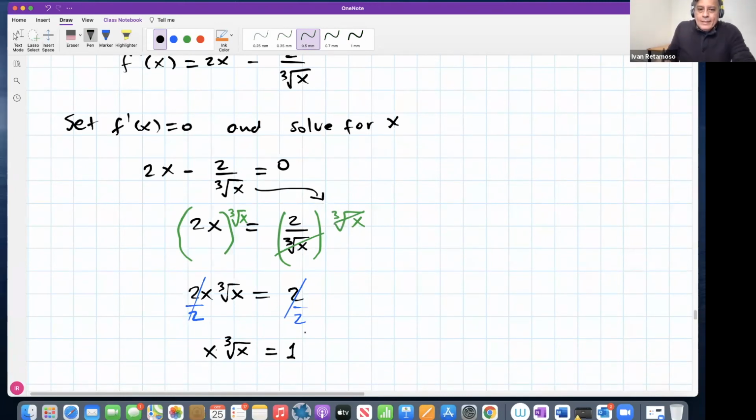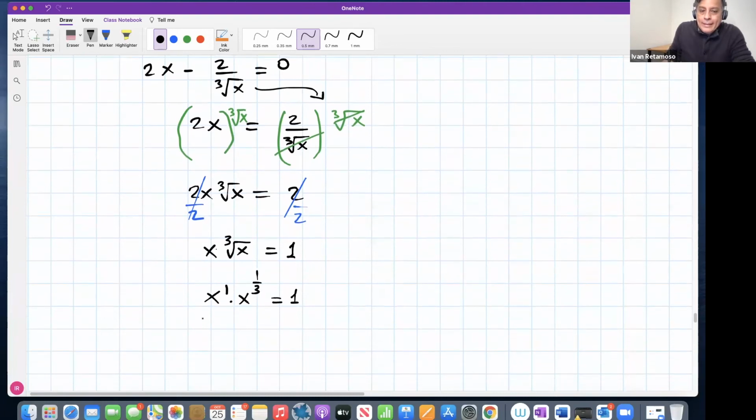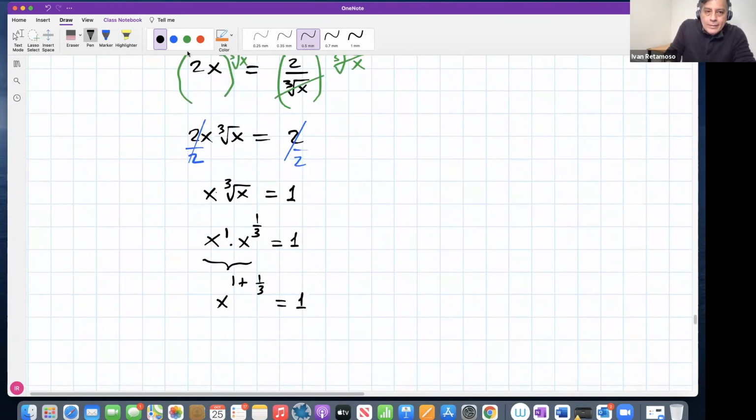What is this? Isn't it just x times x raised to 1/3, since cube root of x is the same as x raised to 1/3? That's equal to 1. In algebra, you learn that this is x raised to 1 plus 1/3, so again, we have to add these two fractions. Here, 1 below, LCD 3. 3 times 1 is 3, 3 plus 1 is 4. 4/3 is what I'm going to get here, with common denominator 3. Great.